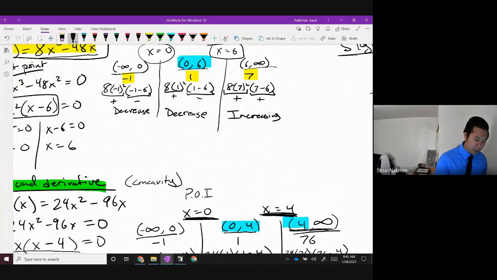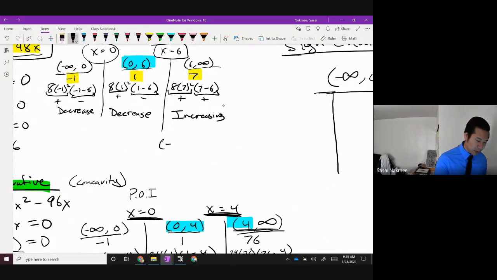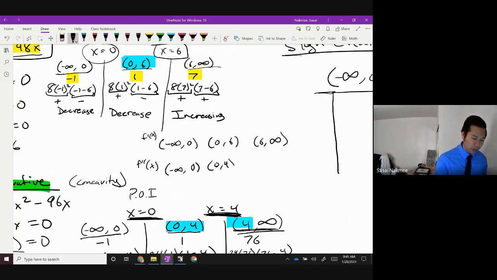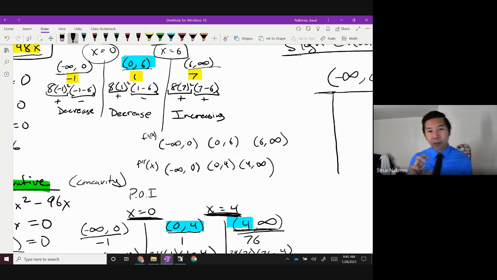So let me write this out a little bit further. Here are the intervals that we're dealing with, right? So check this out. On the first derivative test, we care about it from negative infinity to 0, 0 to 6, and 6 to infinity. Okay? On the second derivative test, I care about it from negative infinity to 0, 0 to 4, and then 4 to infinity. I need to combine those guys together into one chart so then I can see what all of these things are doing.